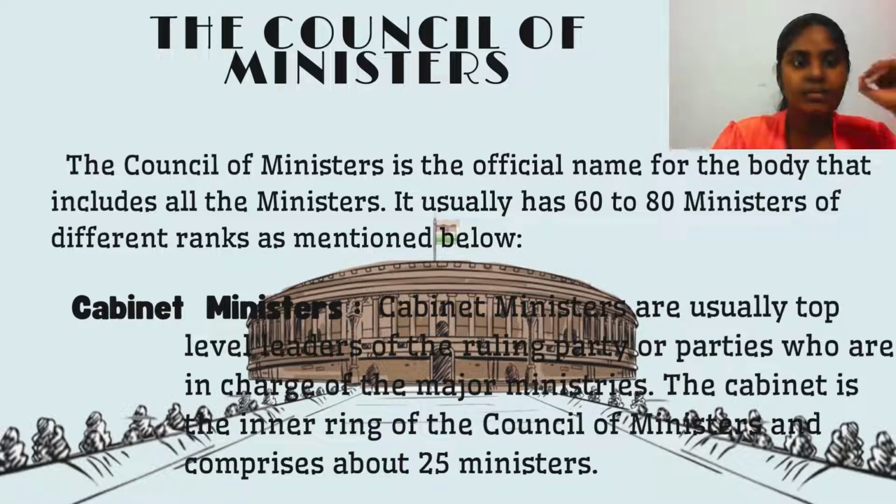Number 1, Cabinet Ministers. Cabinet Ministers are usually top-level leaders of the ruling party or the parties who are in charge of the major ministries. The Cabinet is the inner ring of the Council of Ministers and comprises about 25 ministers.